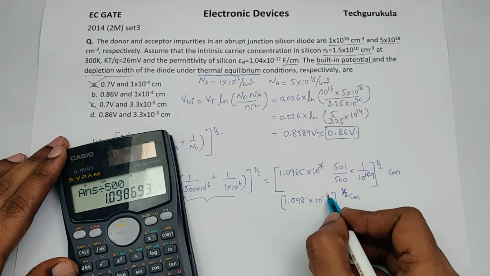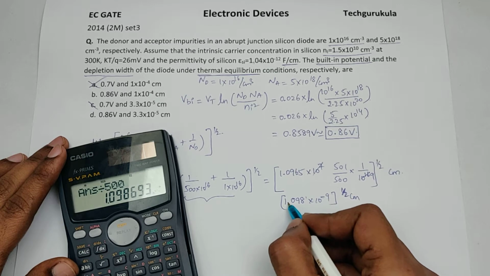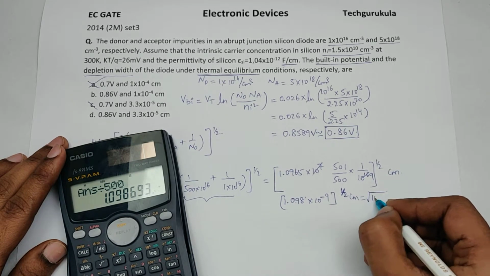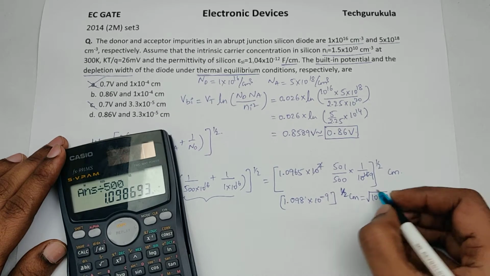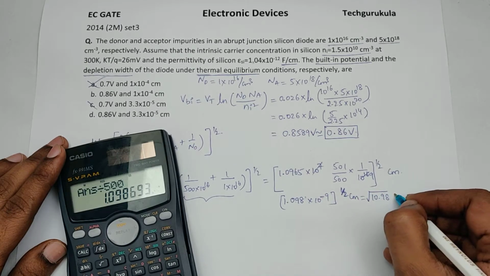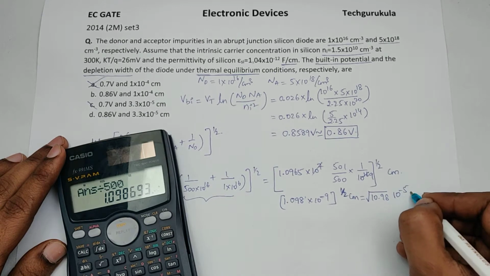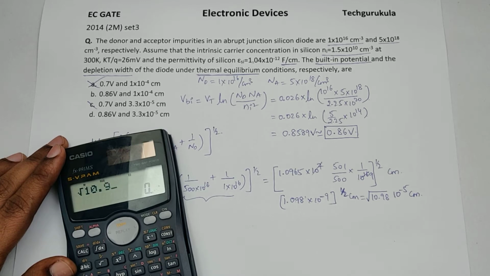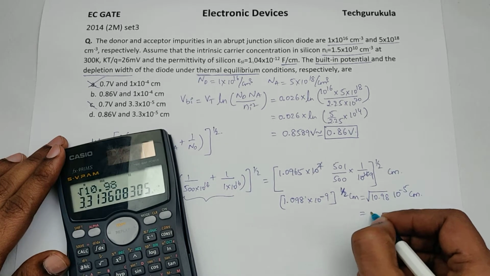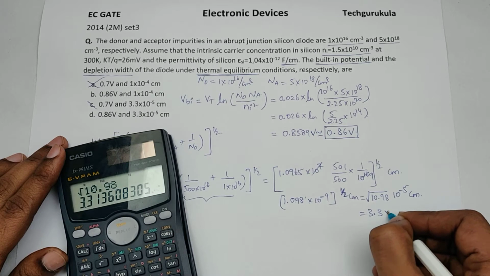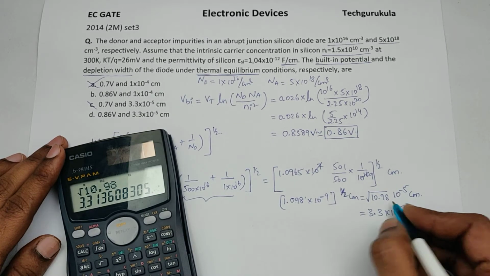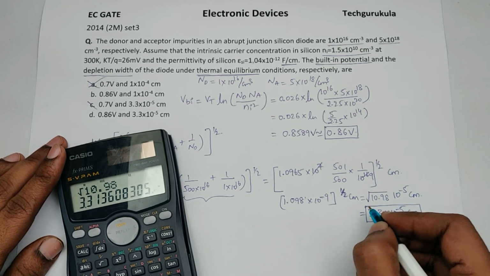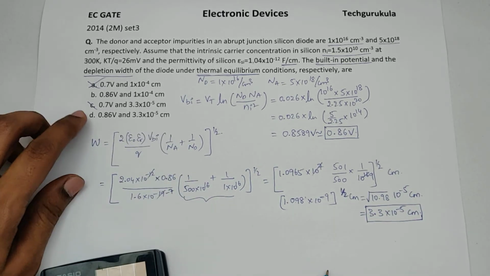Now to reduce this, I will make it in terms of 10 power minus 10, so that I shift the decimal here. So it becomes square root of 10.98 times 10 power minus 10. If I take 10 power minus 10 out of the square root, I get 10 power minus 5 centimeters. Let's find this value. Square root of 10.98 is 3.3, so 3.3 times 10 power minus 5 centimeters. So this is the depletion width of the PN junction under equilibrium. So the answer is option D.